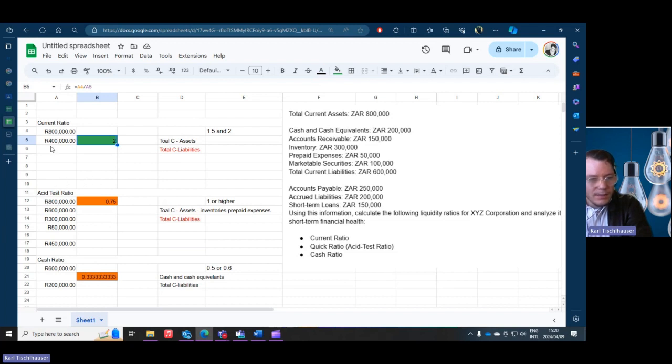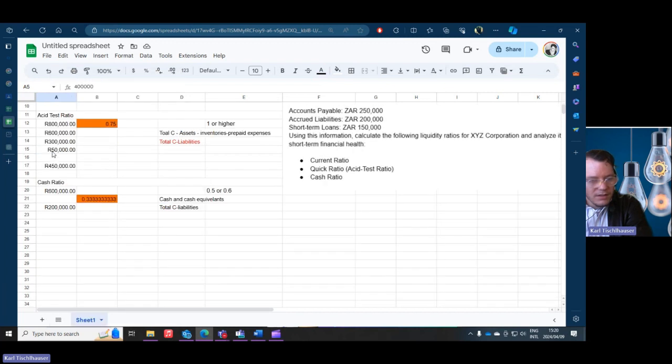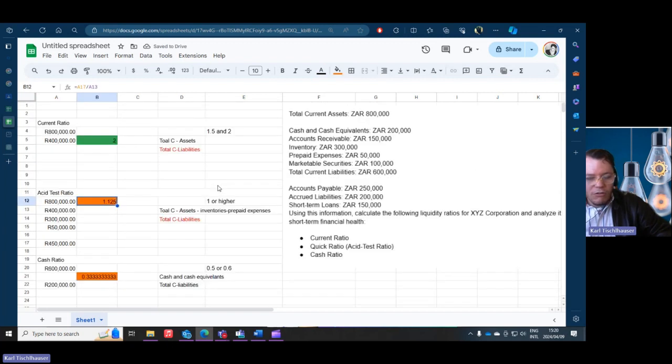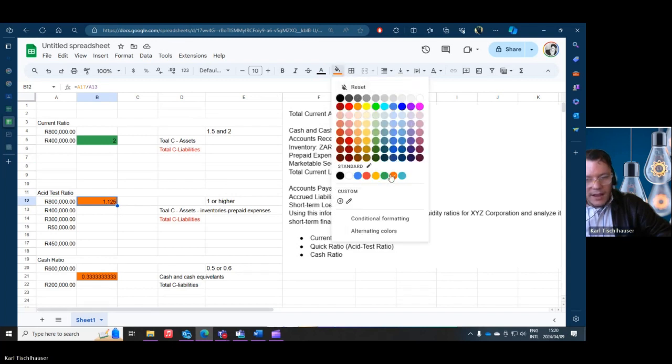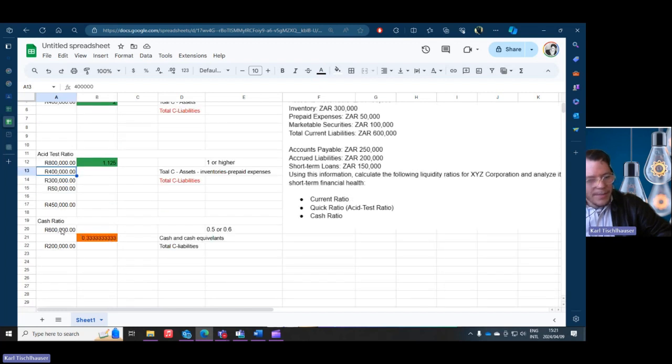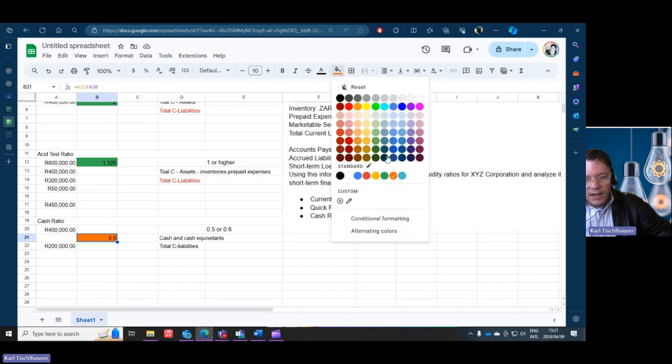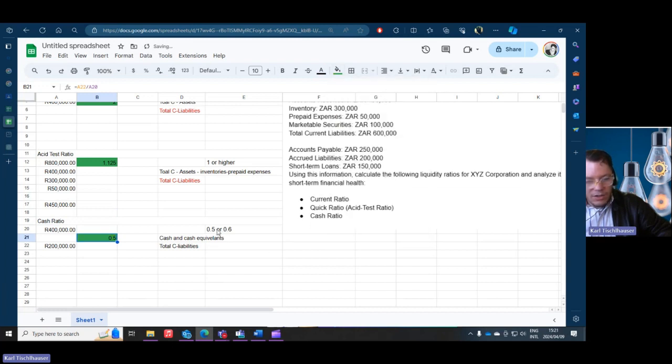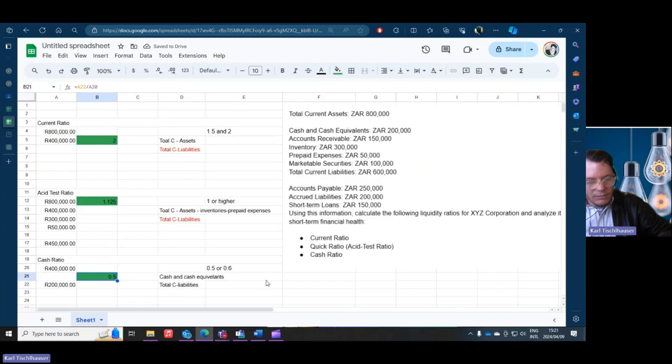Now let's do the same on the question before. I'm just going to copy this, and where I see 600,000, I'm going to paste it in, and you'll see that it adjusts. All we needed for this was a 1 or higher, so you can immediately see that the ratio now looks better. That's the kind of advice we need to give the client: they need to decrease their liabilities by 200,000. That's what business advisory is all about. Let's do the same here. We just make this 400,000, and you can see we're getting the result we desired. We were looking for anything between 0.5 and 0.6, and that is exactly what we got.